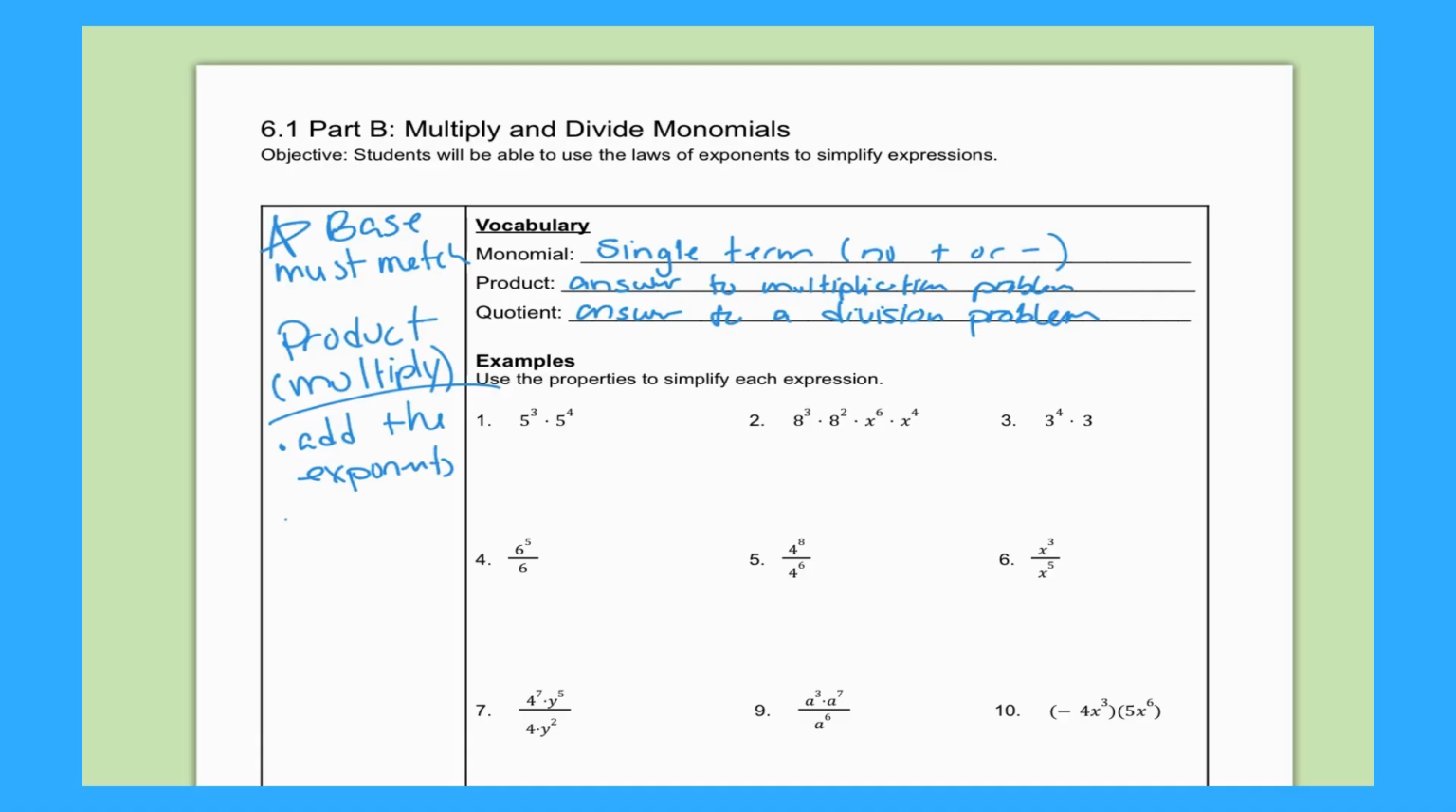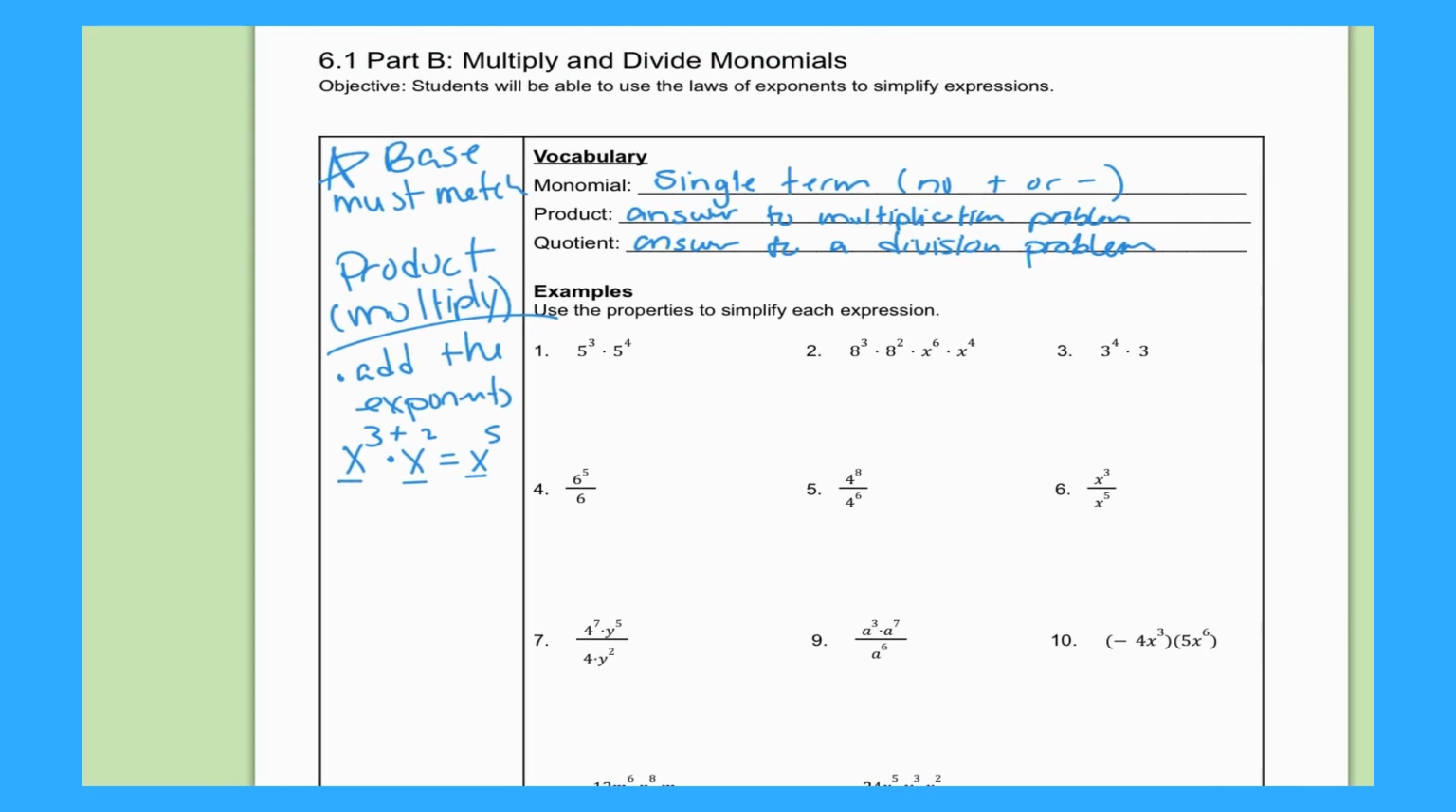So an example would be x to the third times x to the second is x to the fifth. So the bases match, x, and the base stays the same. And you add the exponents. 3 plus 2 is 5.